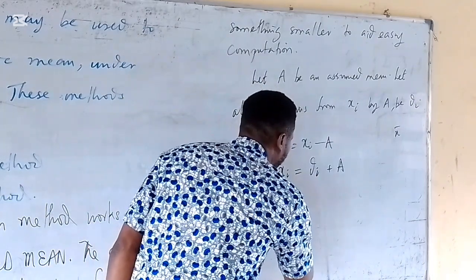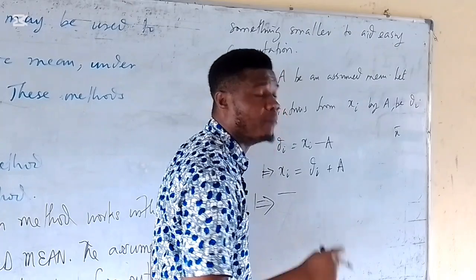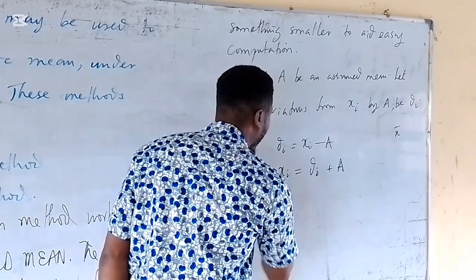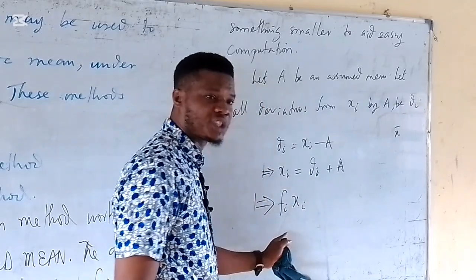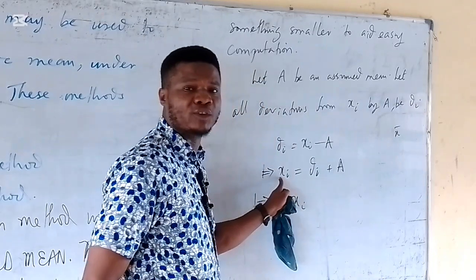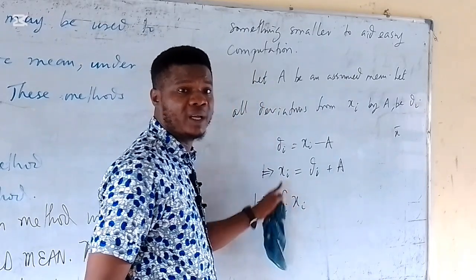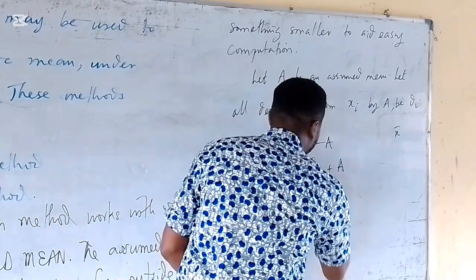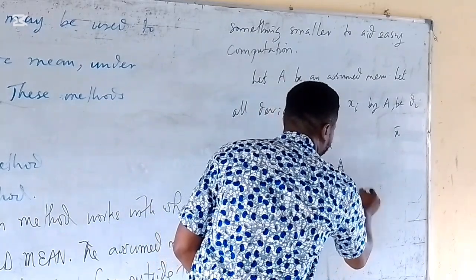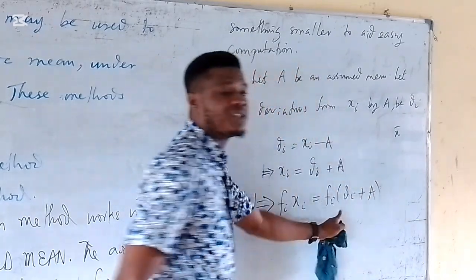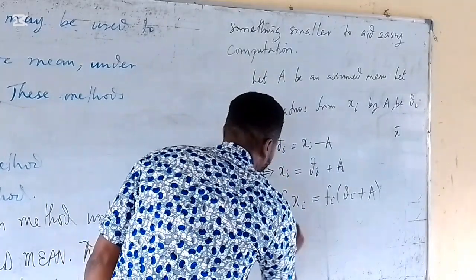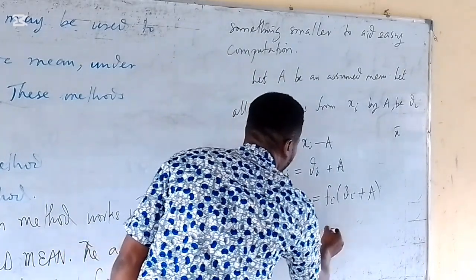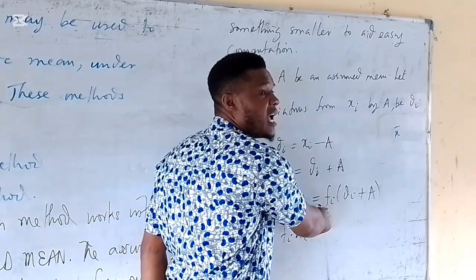The one I want you to do is the one without frequencies. So, I'm going to use Fi to multiply both sides. If you use Fi to multiply xi, what are you going to have? Fi xi. Use Fi to multiply this other side. It will be Fi times di plus a. Good. Next, Fi xi will be equal to, open this bracket with Fi.